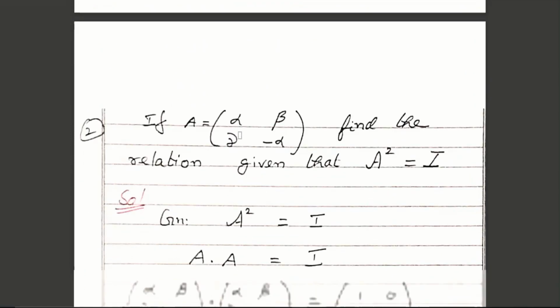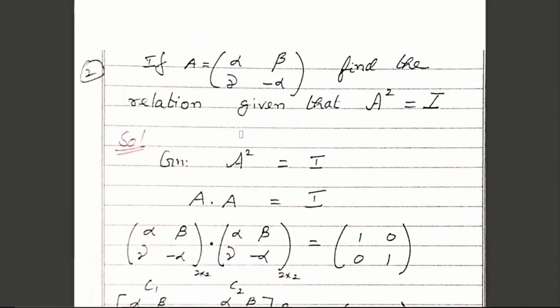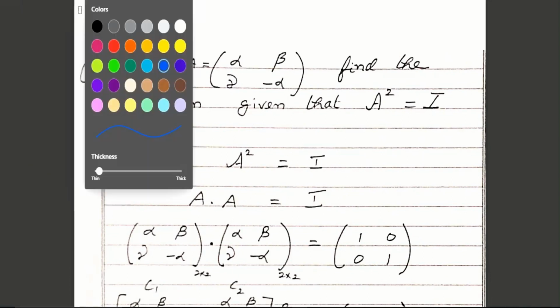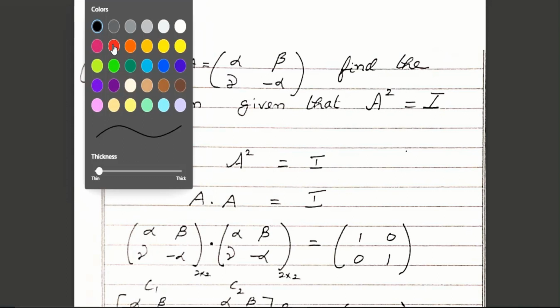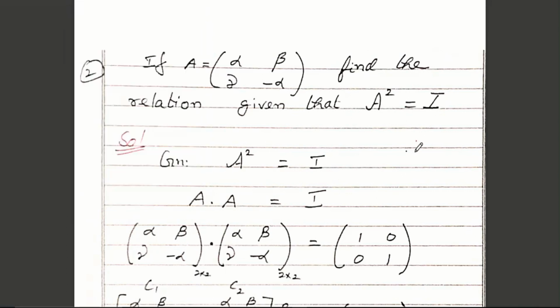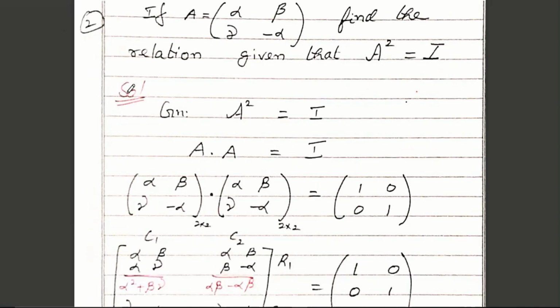Next we'll move on to this sum. A matrix is given, whose order is 2 by 2. Now, A square is also given, A square is equal to I matrix, right? A square is equal to I matrix is mentioned. Now you have to find the relation. It is not asking you to find the value of alpha, beta, none of that. They are asking what the relation is, right?